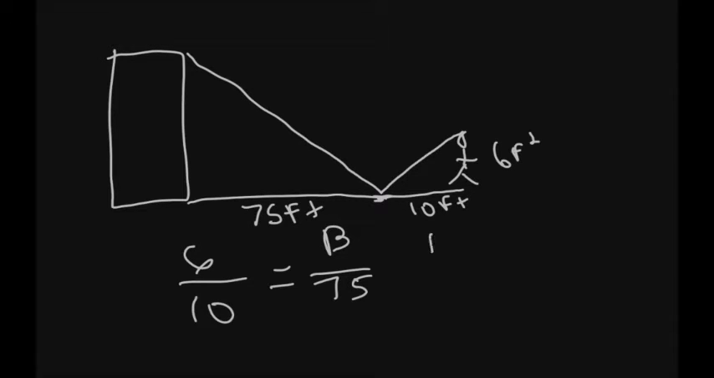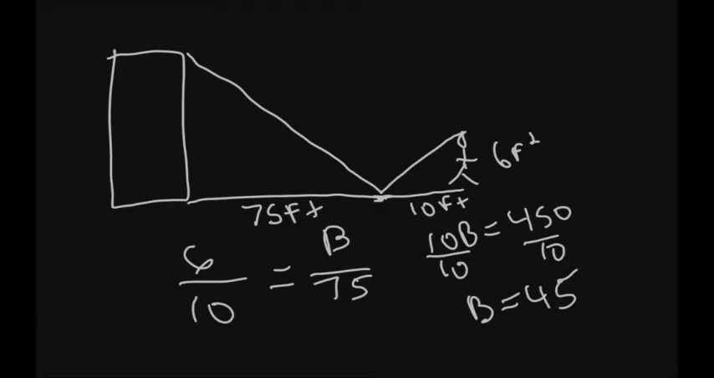So we're going to cross multiply. I get 10B equals 6 times 75, which is 450. Divide by 10, and I get B equals 45. So the height of the building is 45 feet. Oh, that should have been a T. So that's like using similar triangles to find the missing height of that building.